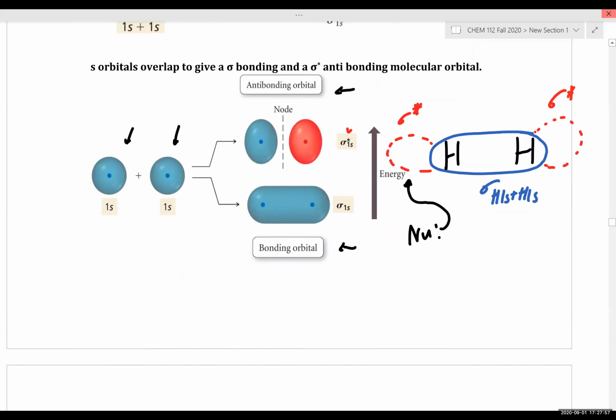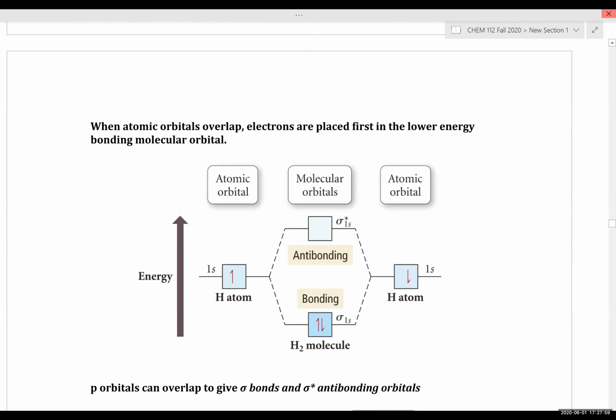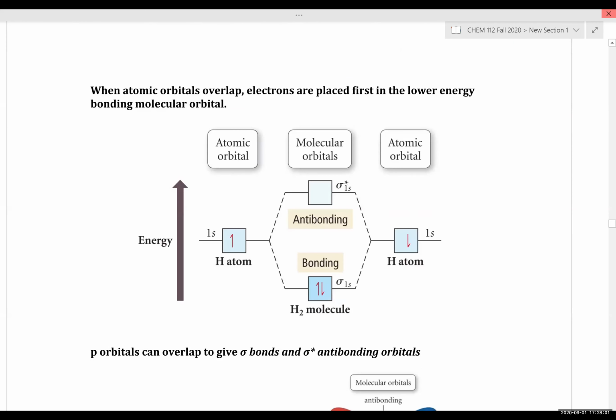So let's keep going now, and let's talk a little bit about where we place our electrons. Well, first and foremost, electrons are placed first in the lower energy bonding molecular orbital. So in the case of hydrogen, our two electrons are distributed into our bonding molecular orbital first.